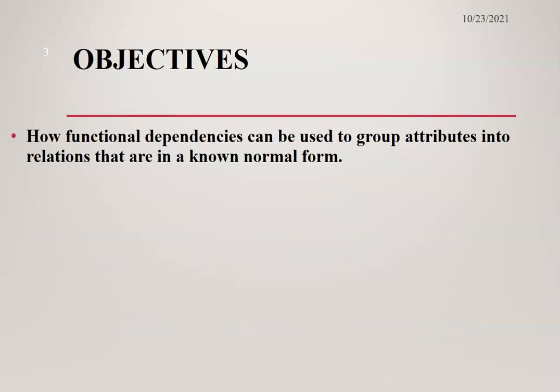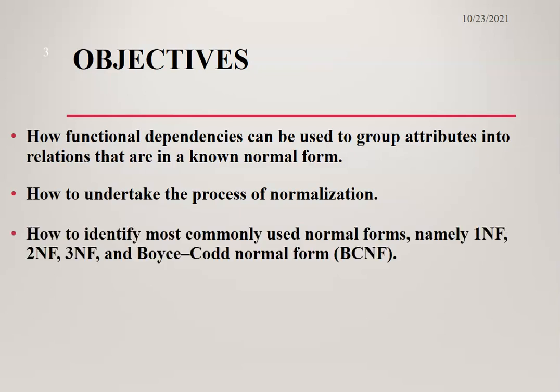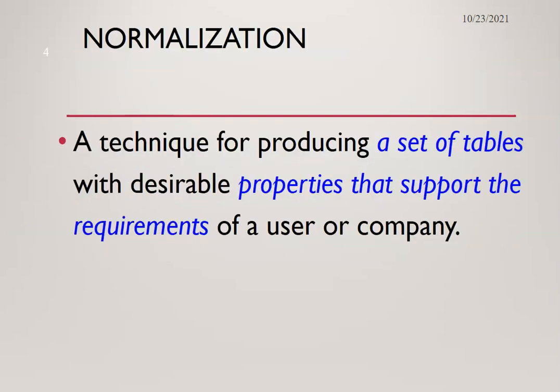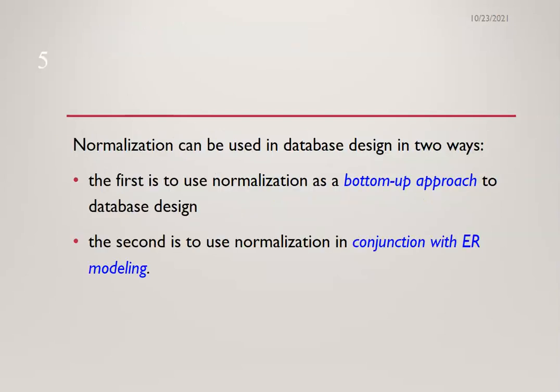We shall look at the issues of functional dependencies, which looks at the relationship between the different attributes within a given table. Then we shall go through the process of normalization, and then we shall see how we will be in a position to identify the most commonly used normal forms, which are usually the first, second, and third normal form. So normalization is a technique for producing a set of tables with desirable properties that support the requirements of a user or a company.